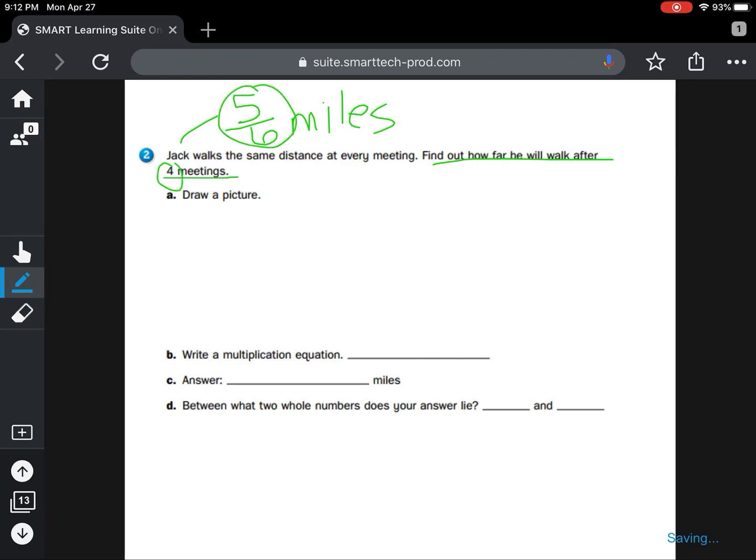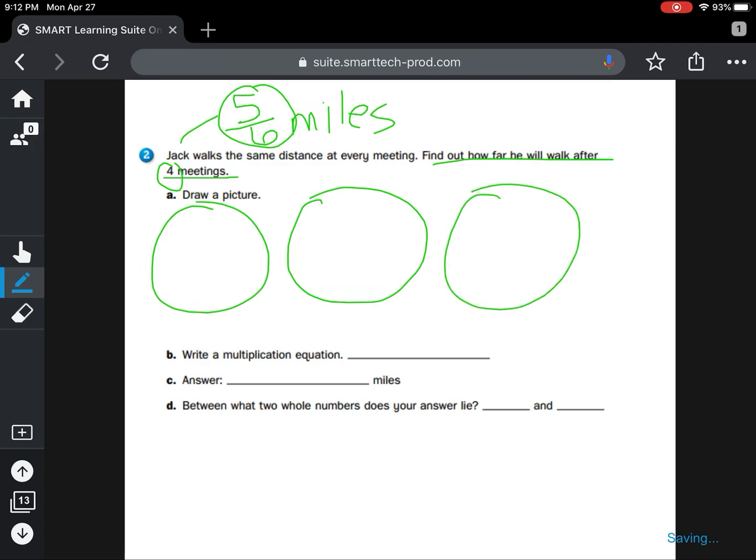So if we drew a picture there, we would need to draw 4 circles, but then we would have to represent 5/6 each time. Now, dividing a circle into 6 can be a little bit tricky, but I'm going to try it. Here's the first meeting, the second meeting, the third meeting, and the fourth meeting. Now I need to divide it into 6 equal parts. So I would do a middle and then an X the best I could. Do that with yours now.